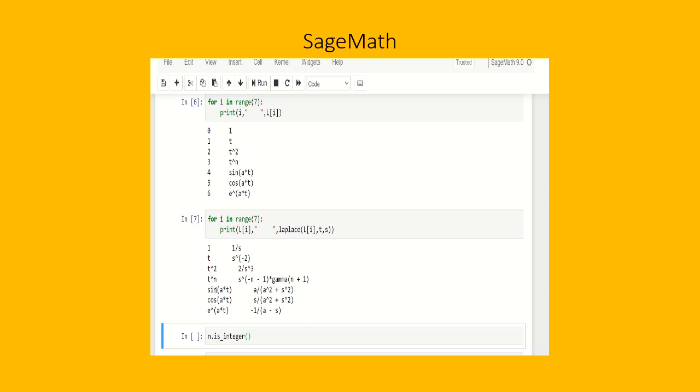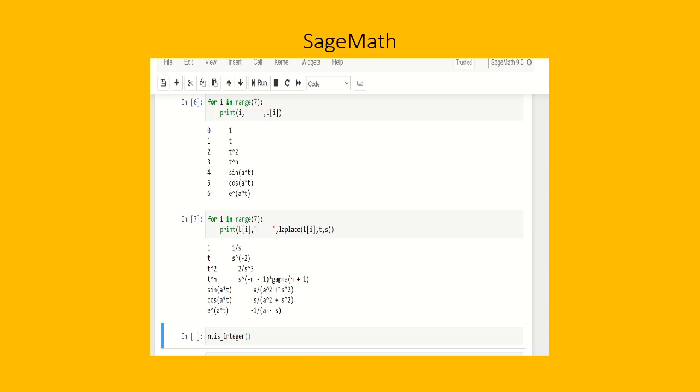Going on, the Laplace transform of sine of a times t is a over a squared plus s squared. The Laplace transform of cosine of a times t is s over a squared plus s squared. Notice that the numerators are different here for the Laplace transforms of sine and cosine. They have the same denominators, however. The Laplace transform of e raised to the a times t is minus 1 divided by the quantity a minus s. Once again, many of us would simplify this fraction to 1 over s minus a.